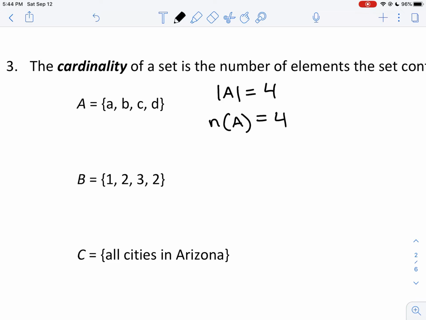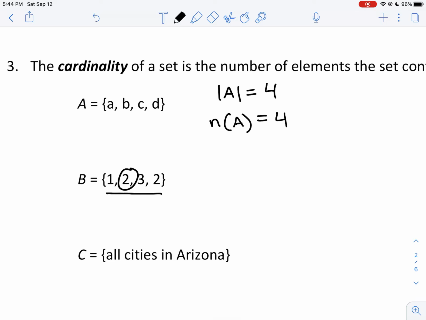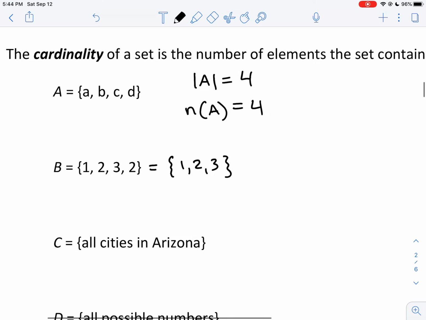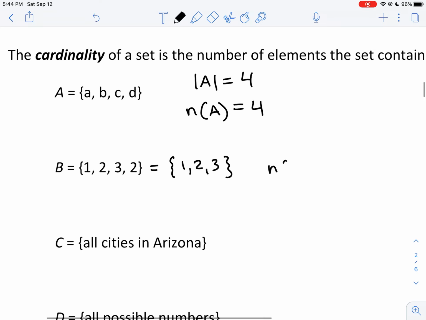Look at the set B. The set B actually has a duplicate element, and so that can be deceiving. The elements of a set should be distinct things, and so it's really best to just write set B this way and not have any repeat elements in there. And so the cardinality of B is actually only 3. There's 3 different elements in there.